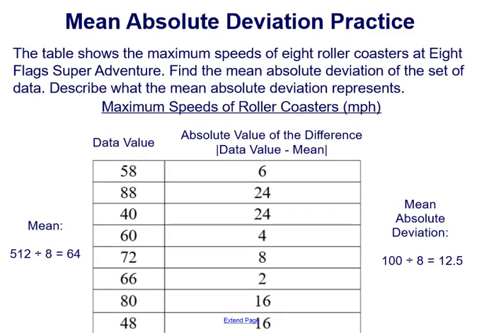So first, the mean is 64. That's adding up all the data values, finding the sum of 512, and then dividing by the 8 data values to get 64. We then have our step 2. We're finding the absolute value of the difference between the data values and the mean, so you can see each of those values in the chart. And then the mean absolute deviation is finding the sum of those differences, which we got 100, and dividing by 8, how many there were, and that equals 12.5.